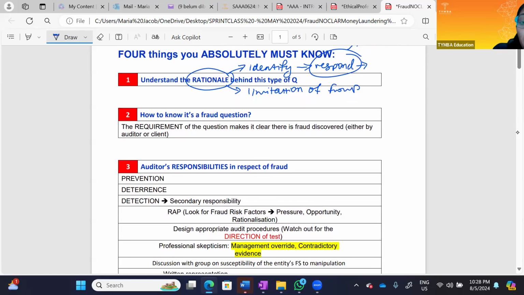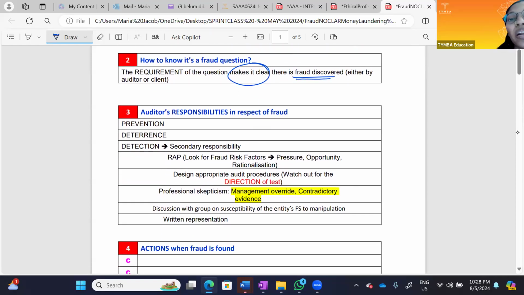Now, how do you know it is a fraud question? Most of the time, they make it very clear that the fraud has already been discovered, either by the client or by the auditor. Now, do you have responsibility in terms of prevention of fraud as an auditor? No, it lies with the management. Yes, correct. So this one we cannot be involved in.